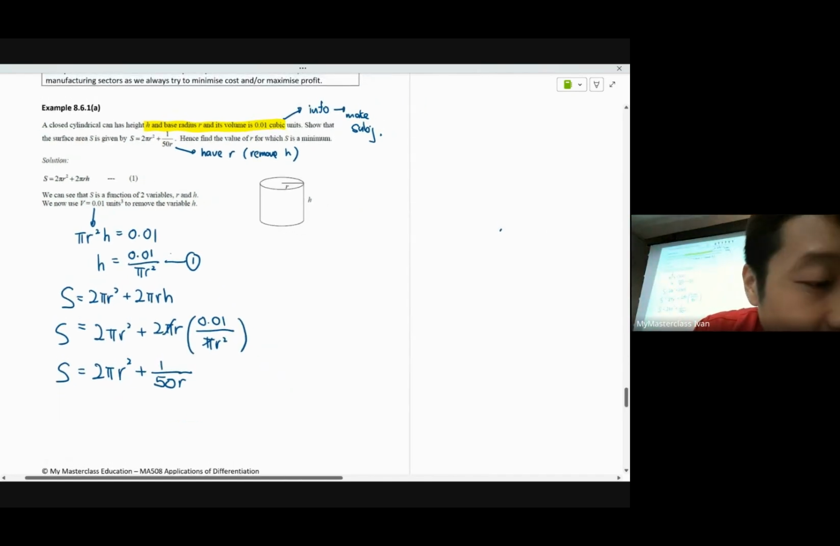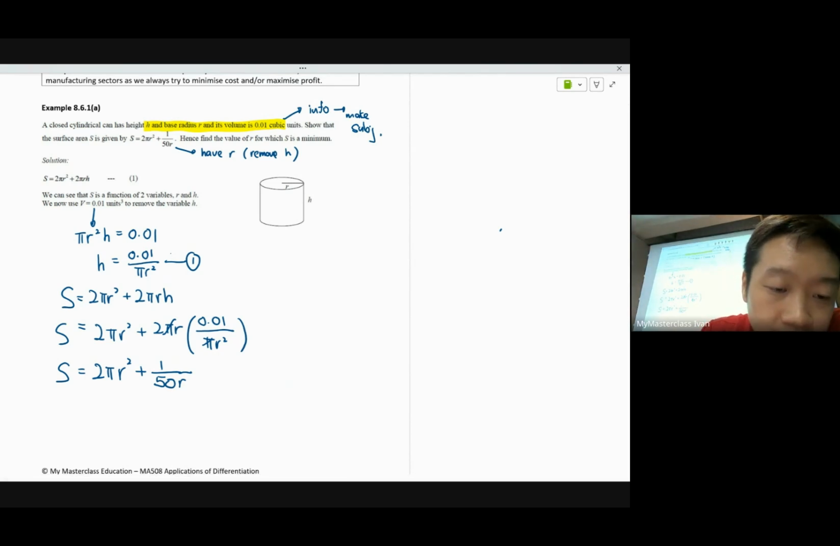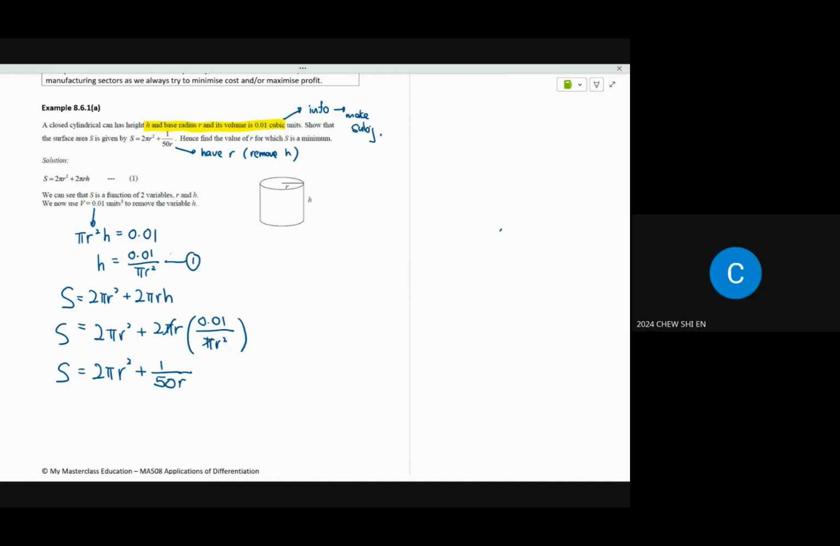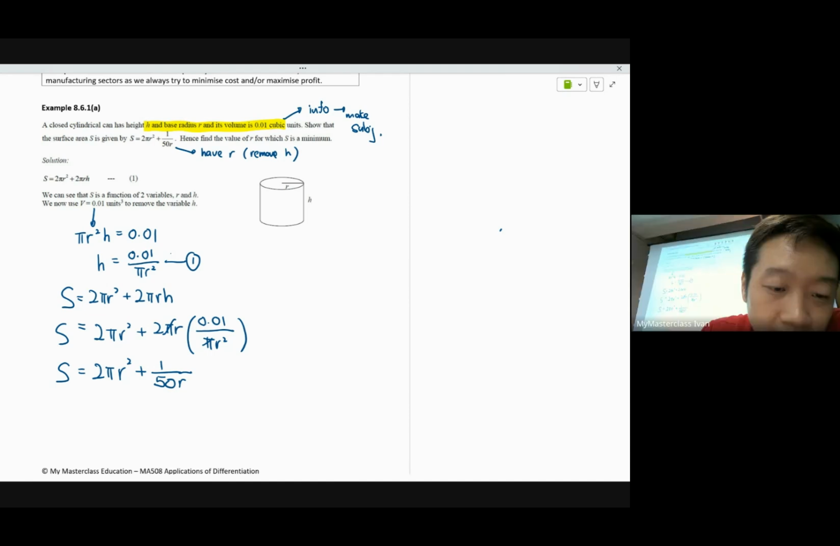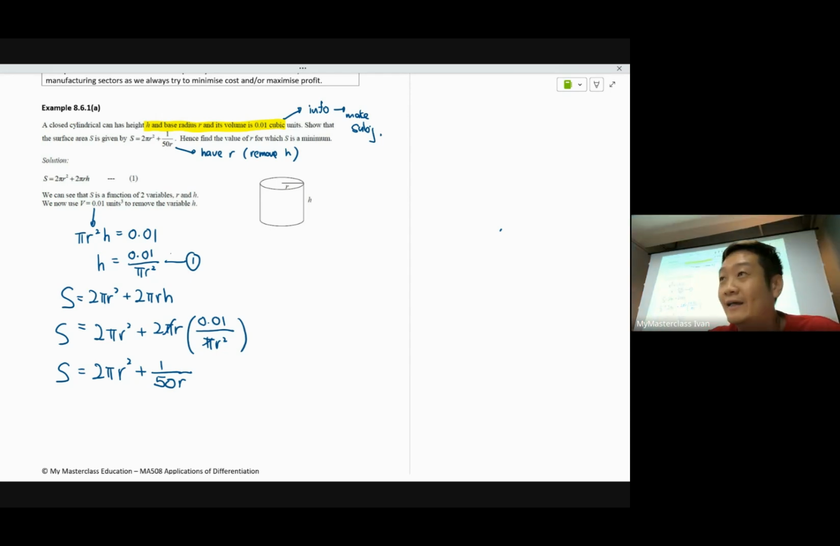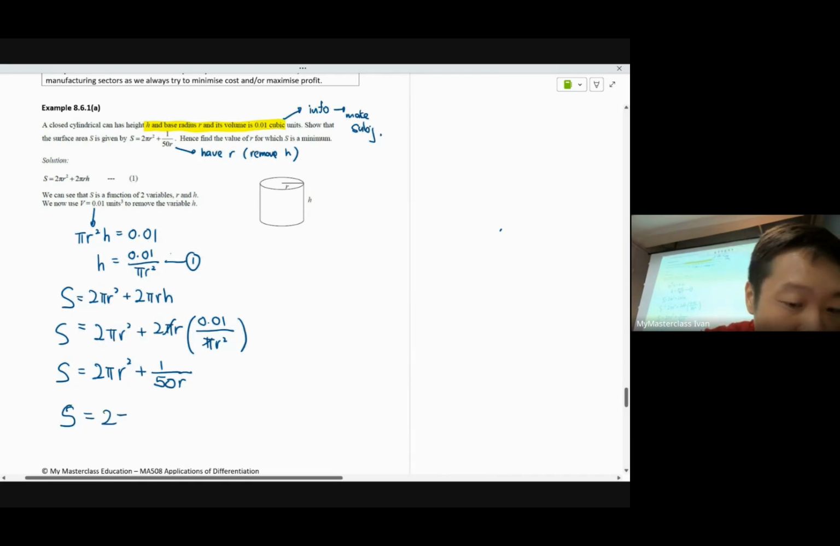Okay? Standard one. After you get this step, what is the next step you do? Is it differentiate? Always differentiate. Now, can you see that the R is below? Don't bring the 50 up, like secondary school, where you always want to bring the 50 up. This is also the same as S equals to 2 pi R square plus 1 over 50 R to the power of -1. Only bring the R up. Don't bring the 50 up. You bring the 50 up, you are going to get into trouble.